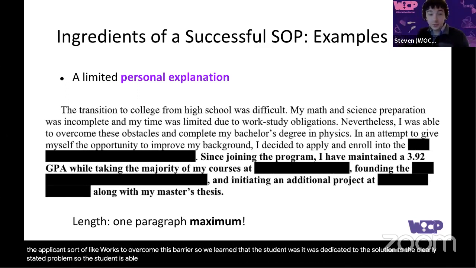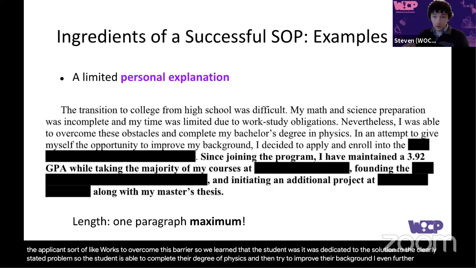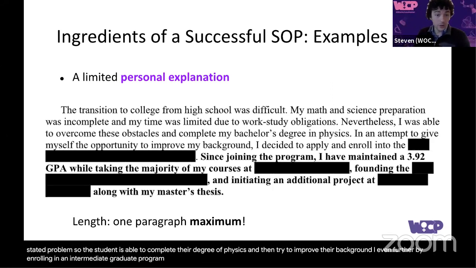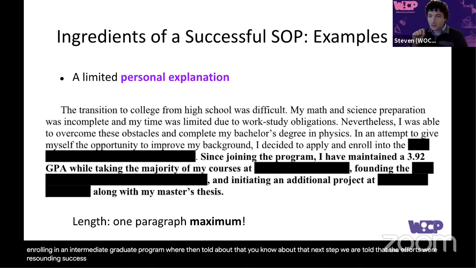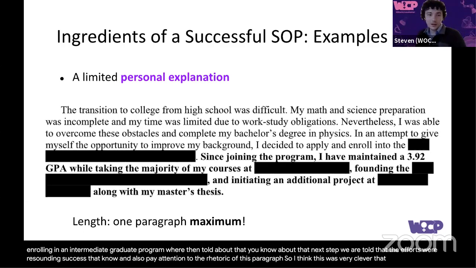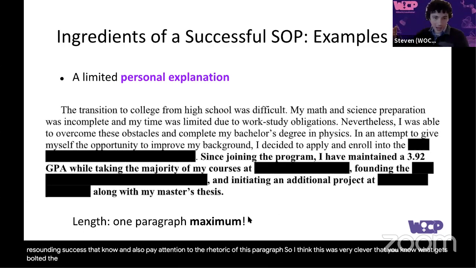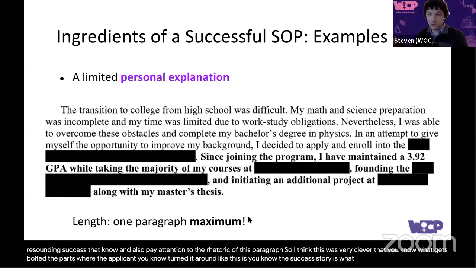The student was able to complete their degree in physics and then improve their background even further by enrolling in an intermediate graduate program. We're then told that the efforts were a resounding success. Also pay attention to the rhetoric of this paragraph, because I think this was very clever. What gets bolded are the parts where the applicant turned it around. The success story is what is bolded.